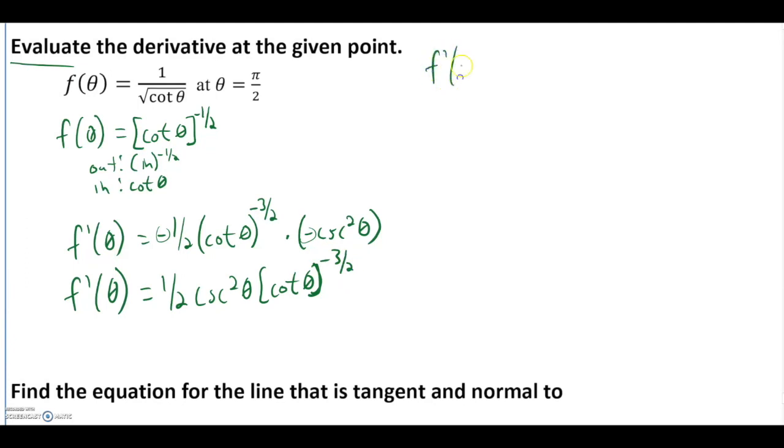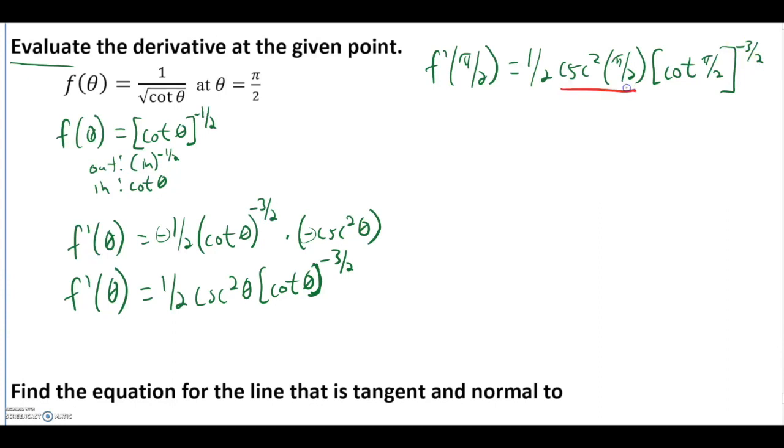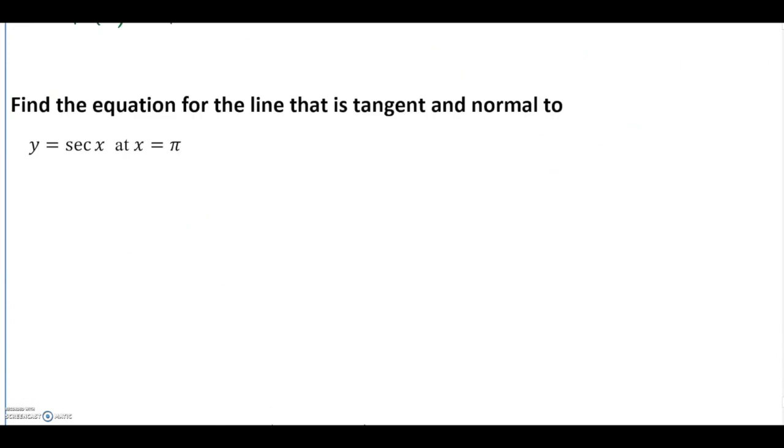And now we'll evaluate f prime of pi over 2, which will be 1/2 cosecant squared of pi over 2 times cotangent of pi over 2 to the negative 3/2. Now cosecant is defined at pi over 2, and cotangent of pi over 2 is equal to 0. So that 0 is going to override everything, and we will get that f prime of pi over 2 equals 0.